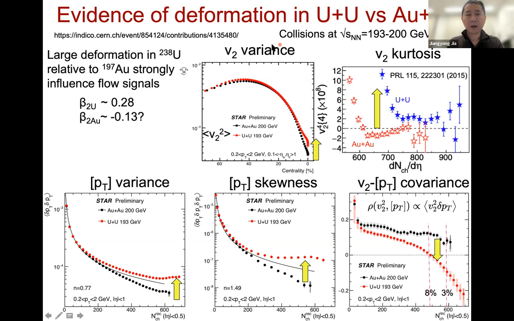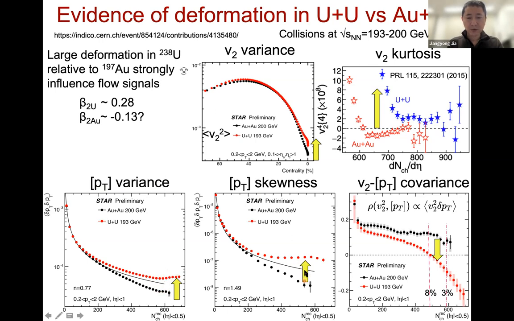What you see is that in the flow observables, there's a very dramatic difference between gold and uranium. There's a very large enhancement of the v2, for example the variance of v2 or two-particle v2, in the ultracentral collisions. And the v2 fluctuation, like the four-particle cumulants of v2, have a very large difference between gold and uranium. If you also look at the pT fluctuation event by event, the variance or the skewness of the pT fluctuation, you can see there's a very large difference between gold and uranium.